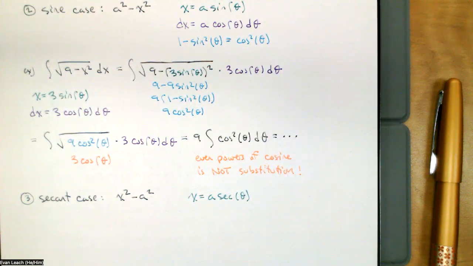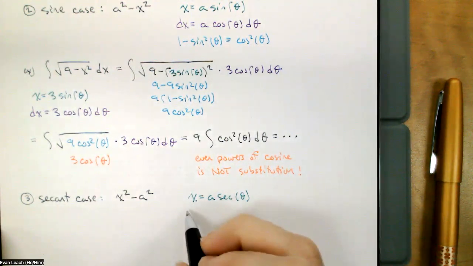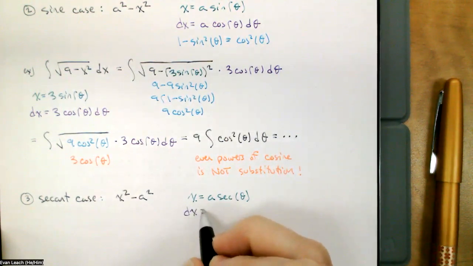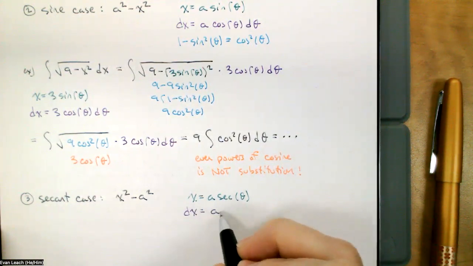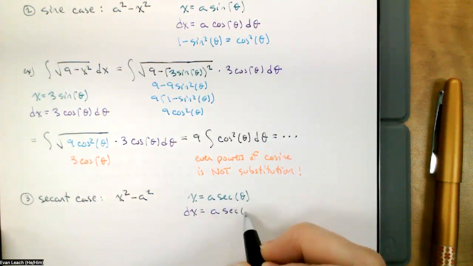But when you start to see this, you're going to look back at this and say, of course, x squared minus a squared is going to be secant, because I want to use a Pythagorean identity, and I'm going to use secant squared minus 1 equals tangent squared. 2 terms become 1 term. dx is a times secant theta tangent theta.